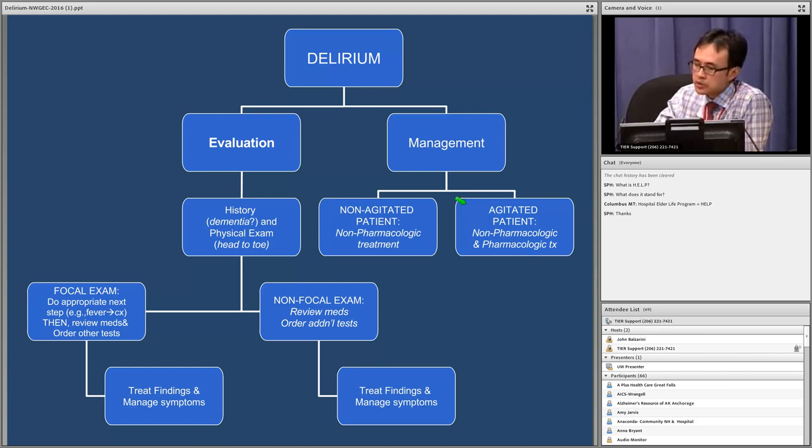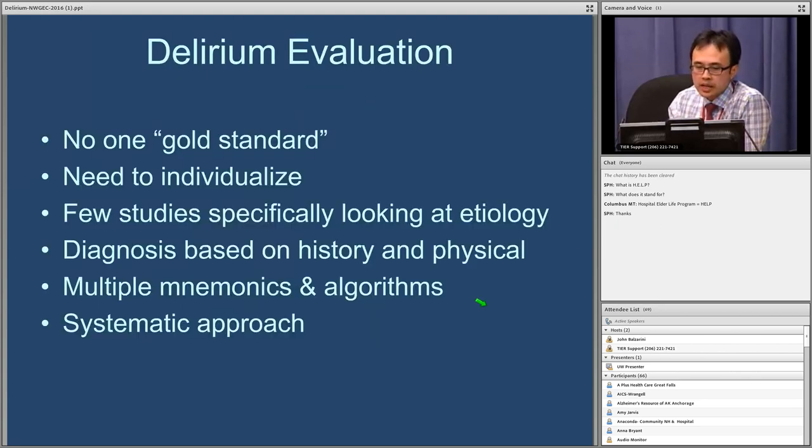But when they're posing a risk to themselves, to injury, or also to staff members, then you're thinking about pharmacologic treatment and also non-pharmacologic treatments. Okay? So when I'm trying to assess, well, what are some of the causes? Unfortunately, there's not a gold standard. There's not an algorithm that I could feed a person into.